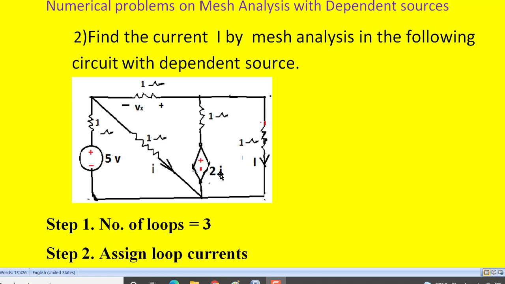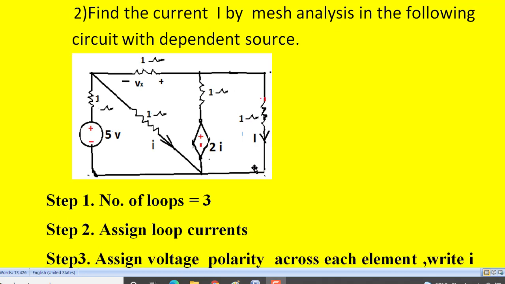And here is a dependent voltage source whose value is 2I, in series with a 1 ohm resistor, and here there is a 1 ohm resistor in parallel with this branch of 2I and 1 ohm. We want to find the current I flowing in this branch. First let me consider the steps to be followed, and then we apply those steps systematically to this circuit.